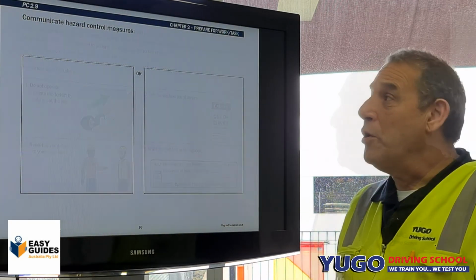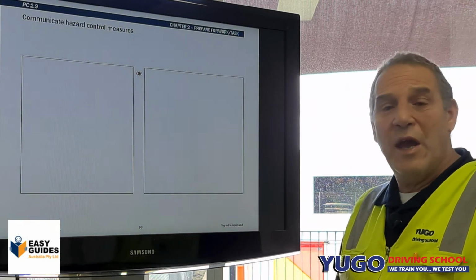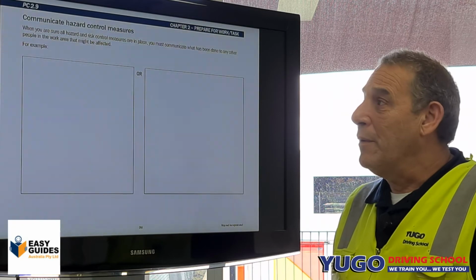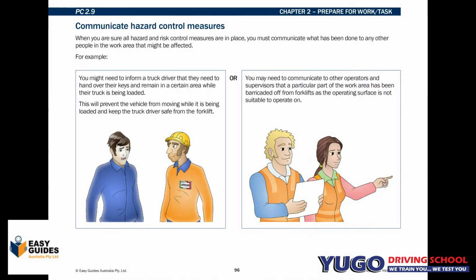Communication. Communicating your hazard control measures that you have put in place. You communicate them to everyone. When you're sure all hazard and risk control measures are in place, you must communicate what has been done to other people in the work area that might be affected. And that could be anyone. It could be a visitor on site. It may be a truck driver coming in. Your colleagues, they need to know what you've set up.